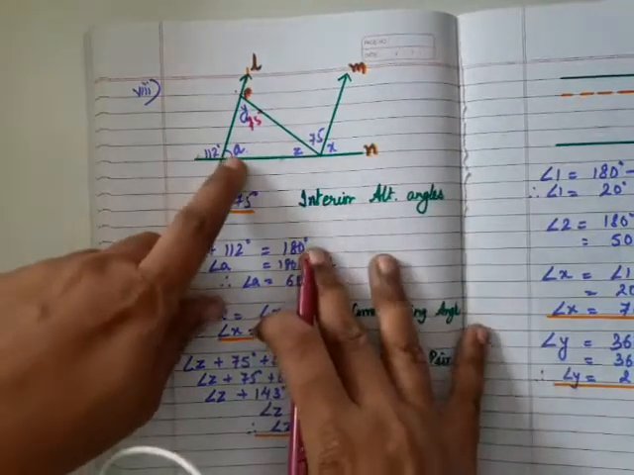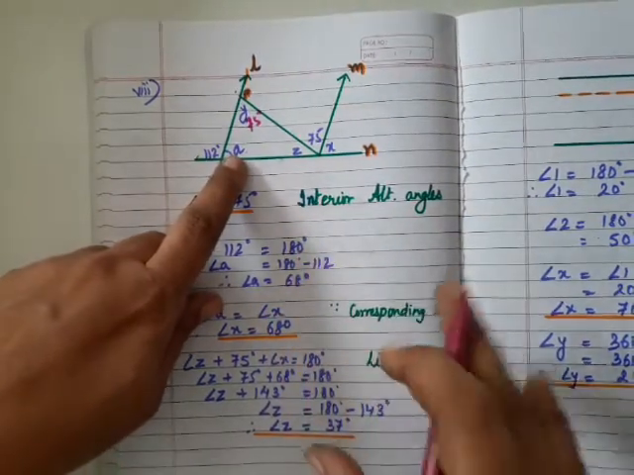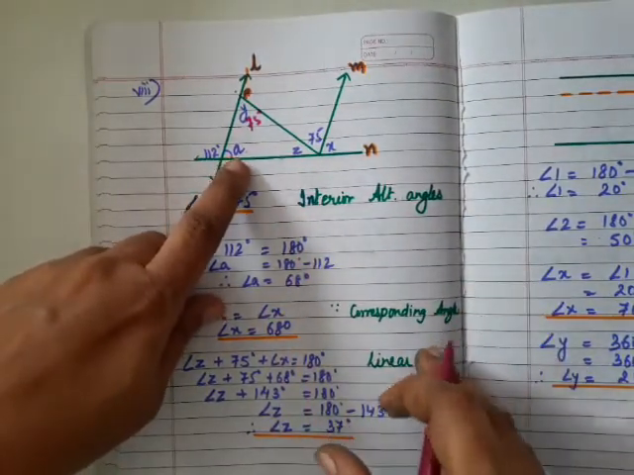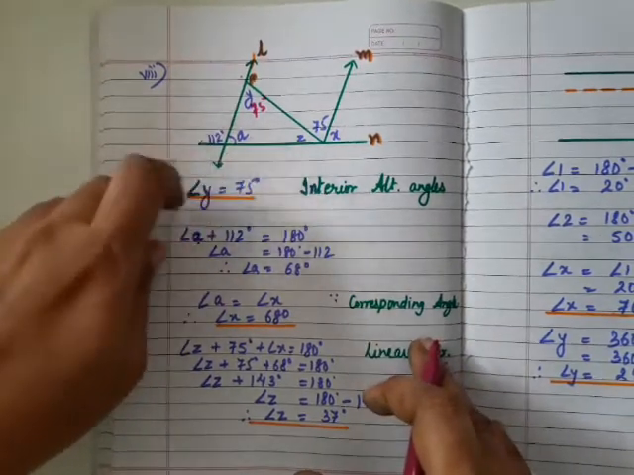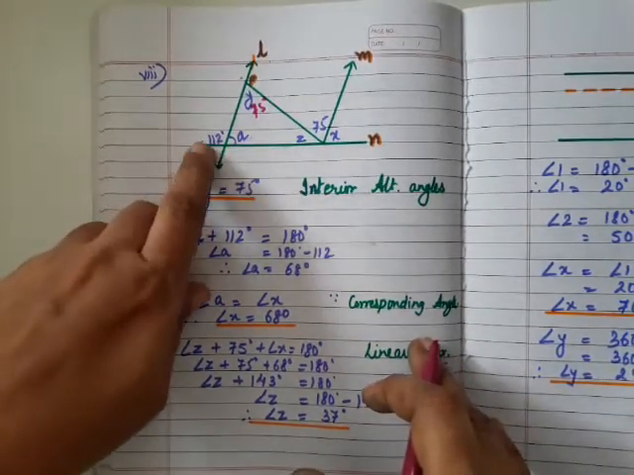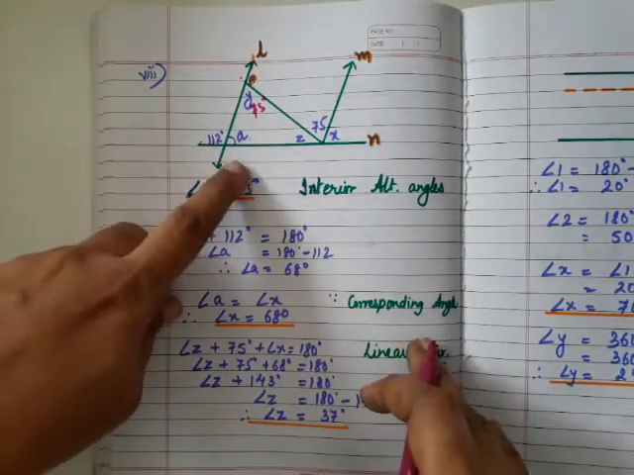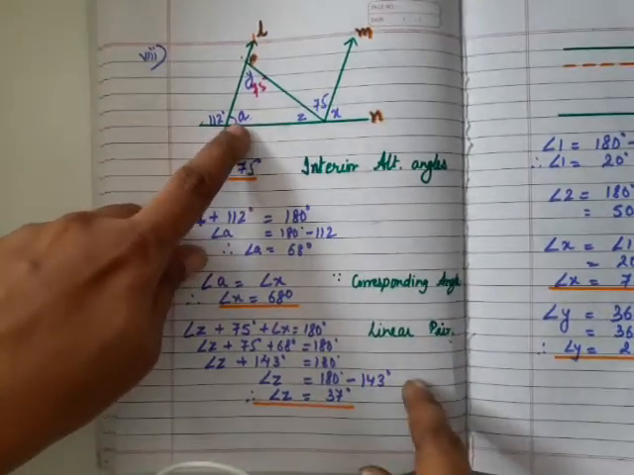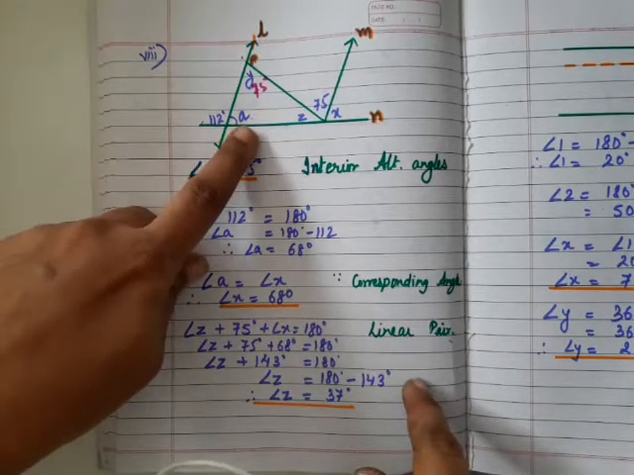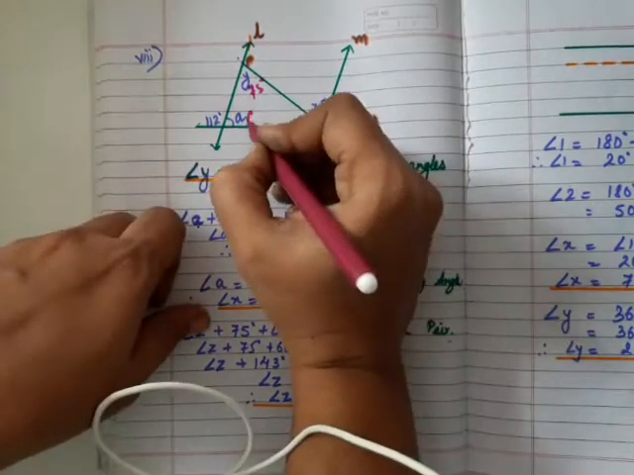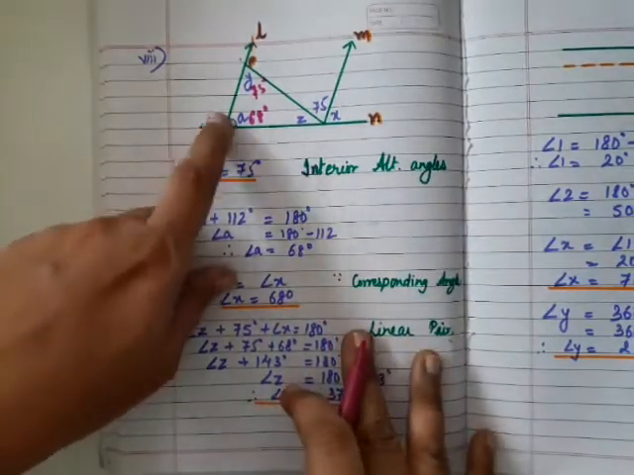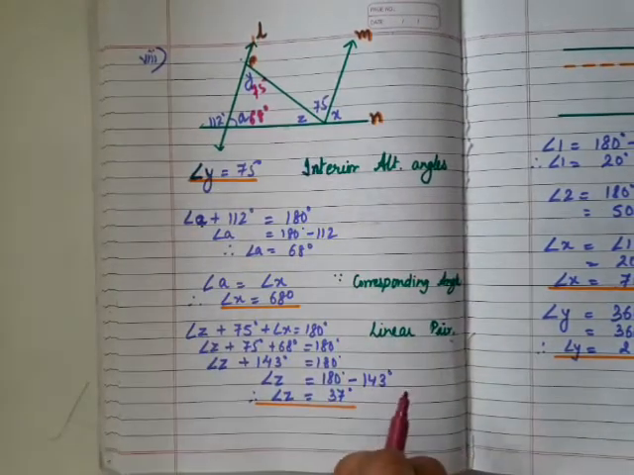Now let's move here. Here no name is given in the question. In your textbook, I have given it a name A, so that I can relate to it. Now here if I see 112 and A, they are forming a linear pair. So with the help of the linear pair, that is 180 minus 112, I find out the value of A as 68 degrees. So the value of A is 68.